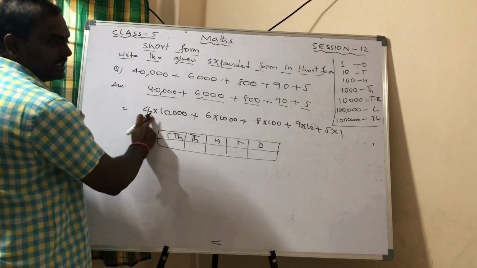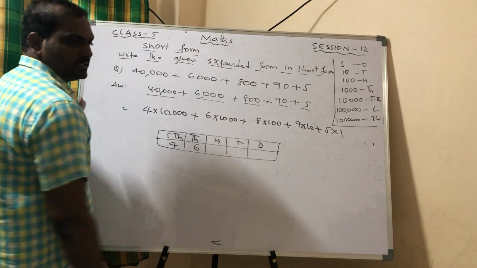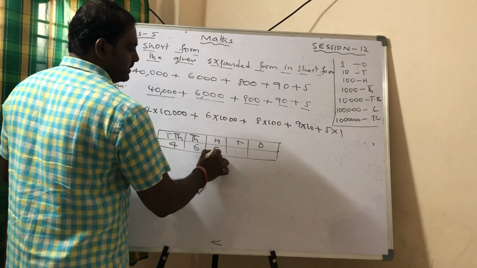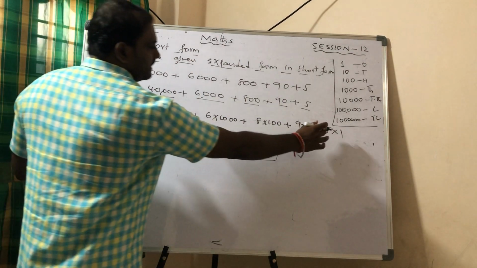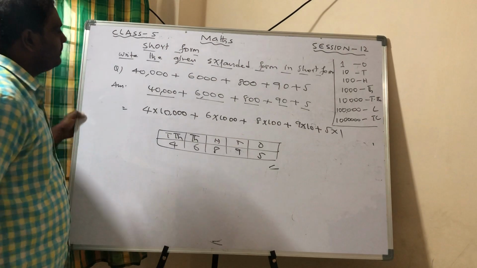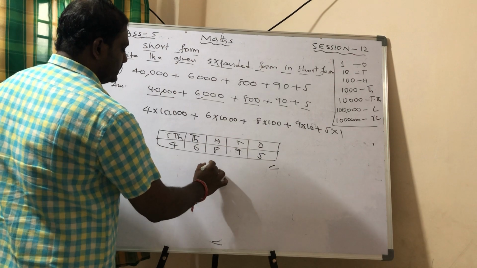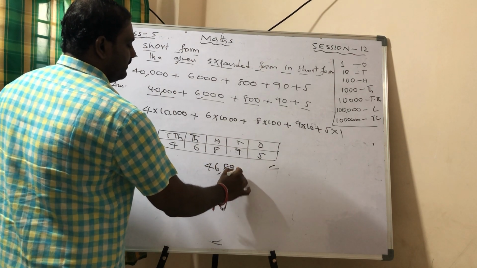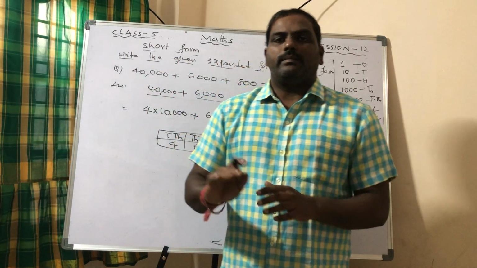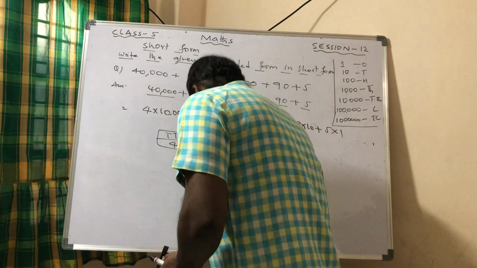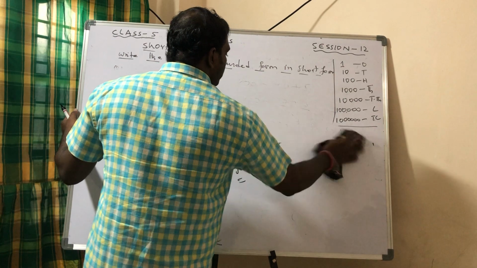Now start from here. How many 10,000s are there? 4. How many thousands are there? 6. How many hundreds are there? 8. How many tens are there? 9. And how many ones are there? 5. That's all. Now this is the expanded form and this is the short form. So what is the answer? 46,895 is the answer. Got it? How to write in the short form? It will give the expanded form. Okay? I'll go for one more question, because the more questions you practice, the more perfect you will be.